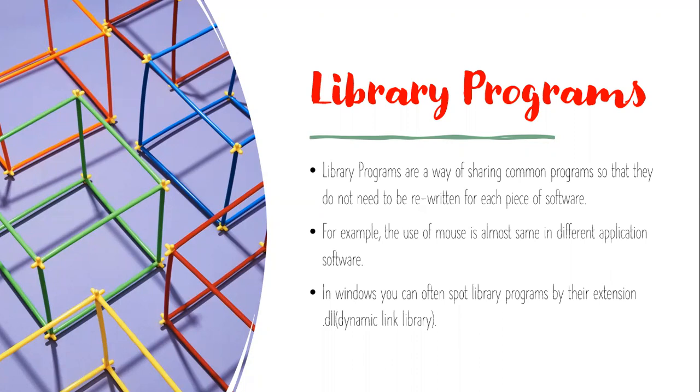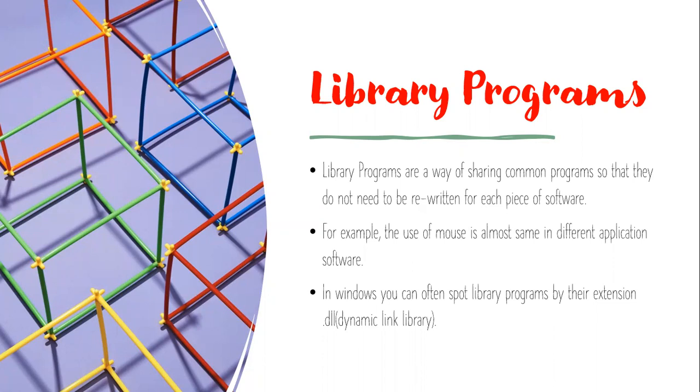Next, in Windows we can find all these kinds of library programs by using the extension .dll. What is meant by DLL? Dynamic link library. So basically, library programs are programs in which we can share common programs so that there is no need of rewriting the program for each piece of software. Children, we can find all these library programs by using an extension called .dll. DLL means dynamic link library.